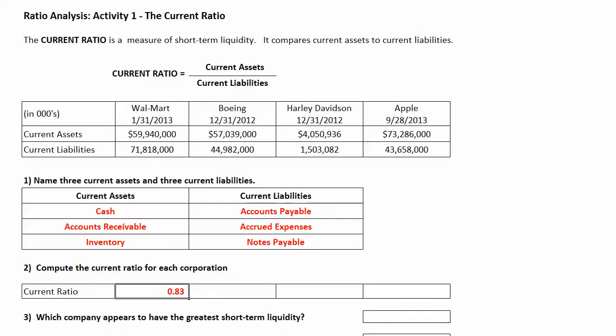Boeing has $57 billion in current assets compared to $44 billion in current liabilities, or a current ratio of 1.27. In other words, it has $1.27 in current assets for every dollar it has in current liabilities. Harley-Davidson has $2.70 in current assets for every dollar in liabilities, and Apple is at 1.68. In terms of our current ratio, the firm that appears to have the greatest short-term liquidity would be Harley-Davidson, with a current ratio of 2.7 to 1.